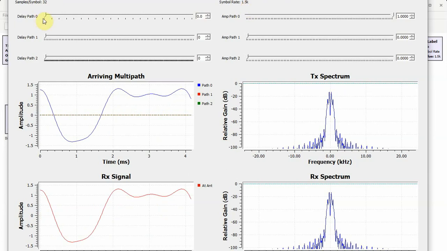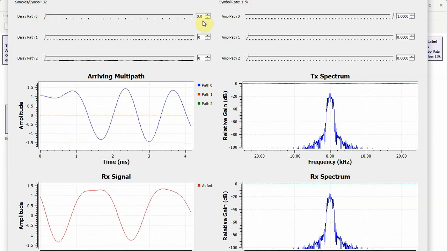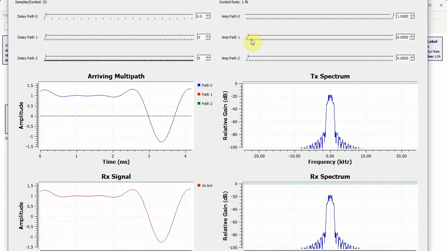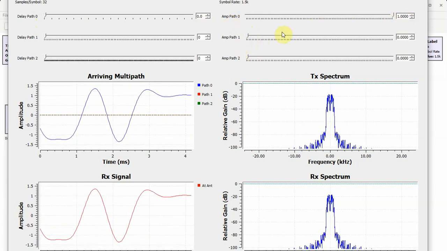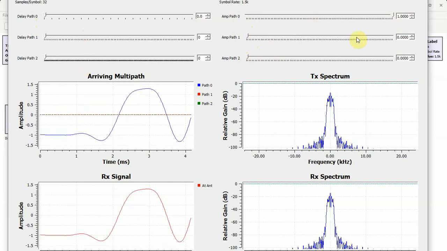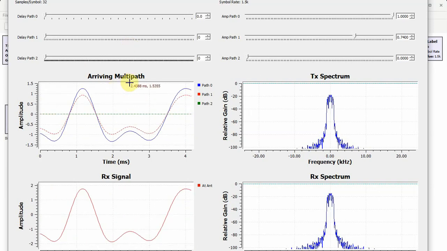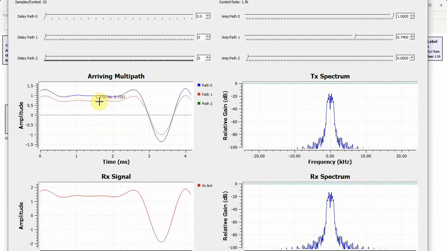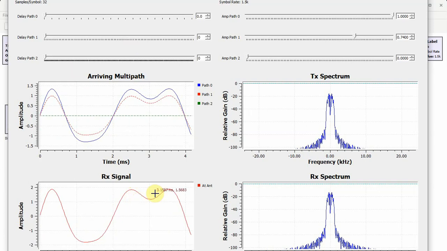The delay of the direct path is obviously 0, and the amplitude is 1. The other two paths have been arriving with an amplitude which we will choose here. Let us start with some value of the first multipath, and here you can see with only one path, the signal which is arriving is exactly the same which is adding to the receive antenna.